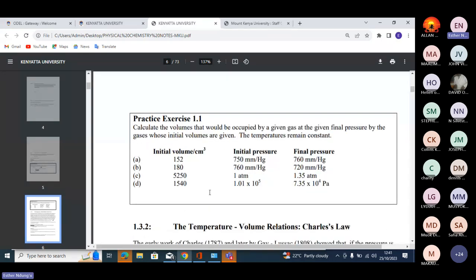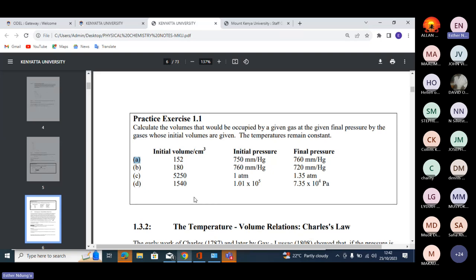Kindly calculate the volumes that will be occupied by a given gas at a given final pressure, for gases whose initial volumes are given and the temperature is constant. So calculate volume 2. Initial volume has been given, initial pressure has been given, and the final pressure has been given. So what is V2? You can work out question A and C. I'll give you 4 minutes, 2 minutes for each.